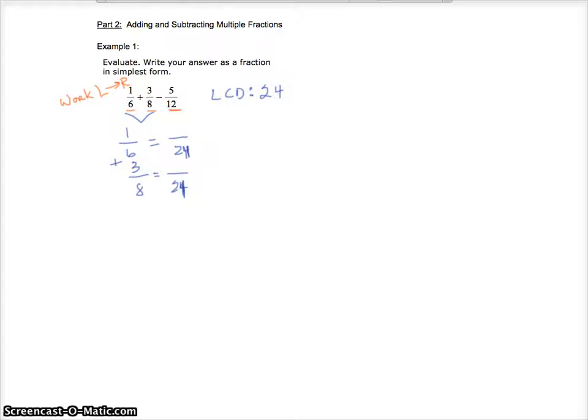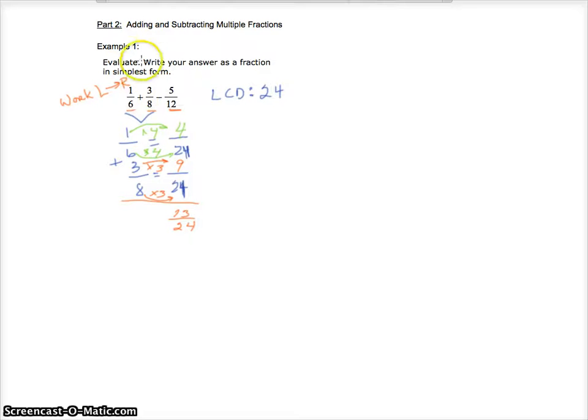Alright, so to go from 6 to 24, I need to multiply by 4. Whatever I do on the bottom, I've got to do on the top, so times 4 again. So 1 times 4 is 4 over 24. To get from 8 to 24, I simply multiply by 3. Whatever I do to the bottom, I must do to the top, so times 3 to both, and that's 9 over 24. 4 plus 9 is going to give me 13 over 24.